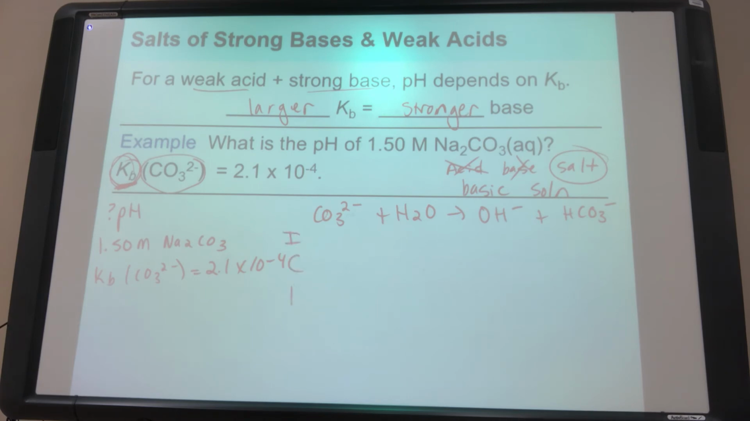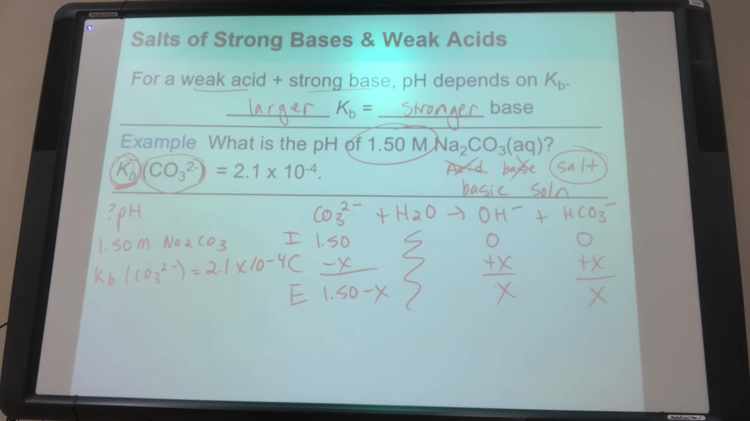All right, ICE. What do I have originally? I have 1.5 molar in my salt. Water is a liquid, it doesn't count. 0, 0. Negative x, plus x. See how it's the same? 1.5 minus x, x, x. It gets really similar. So if I want pH, I don't have H3O plus, but I have OH minus, so I can find pH from the OH minus, kind of like the last problem we did.